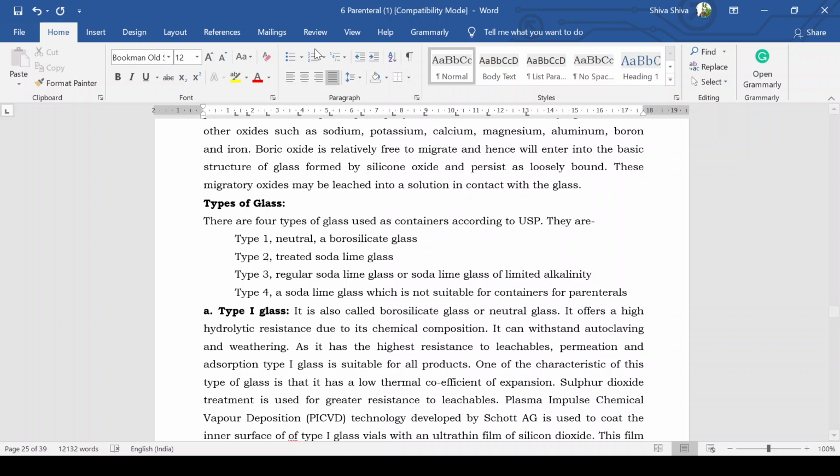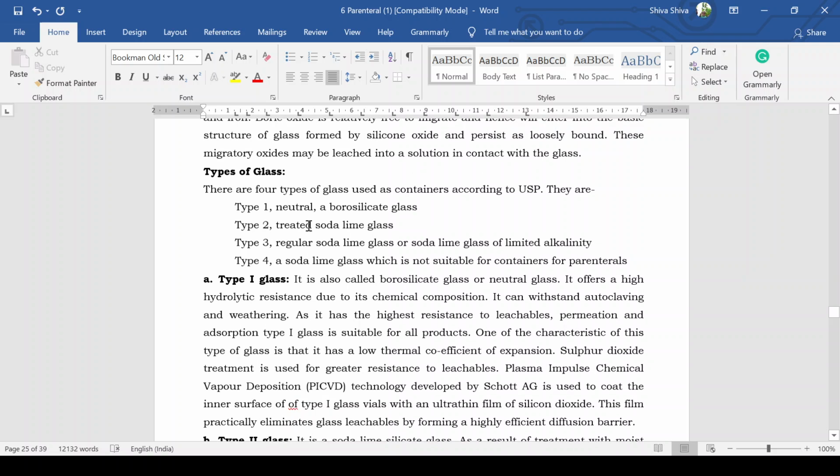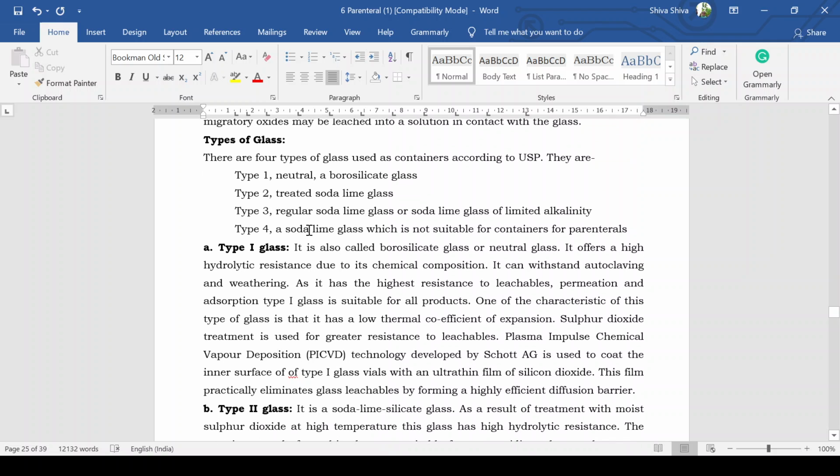Generally, glass is made up of silica, and along with silica, various excipients are added in the manufacturing of glass. And depending upon that, glass is type 1, type 2, type 3, and type 4. So, type 1 glass is also called a borosilicate glass or neutral glass. It offers a high hydrolytic resistance due to the chemical composition.